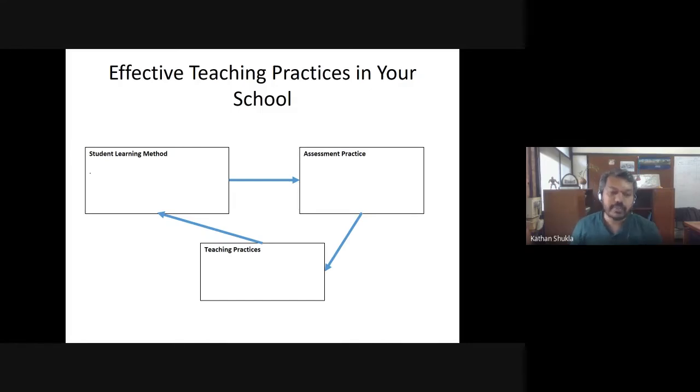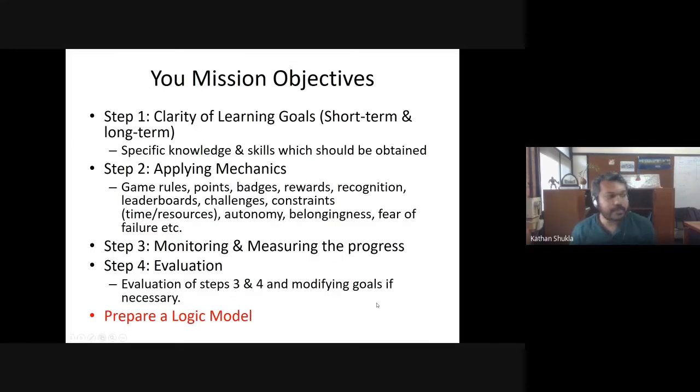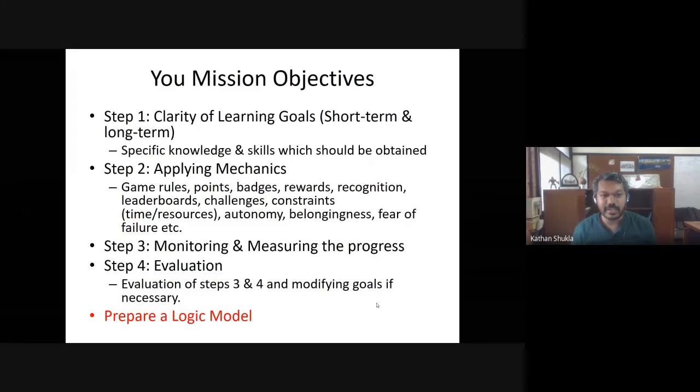So the elements of gamification were always there. It's just that we did not call it gamification. But when we break it down, if I go back to the slides and focus on step 2: points, badges, rewards, recognition, challenges. When Drona publicly says that Arjun is my best student, what is that? That is public recognition, right?